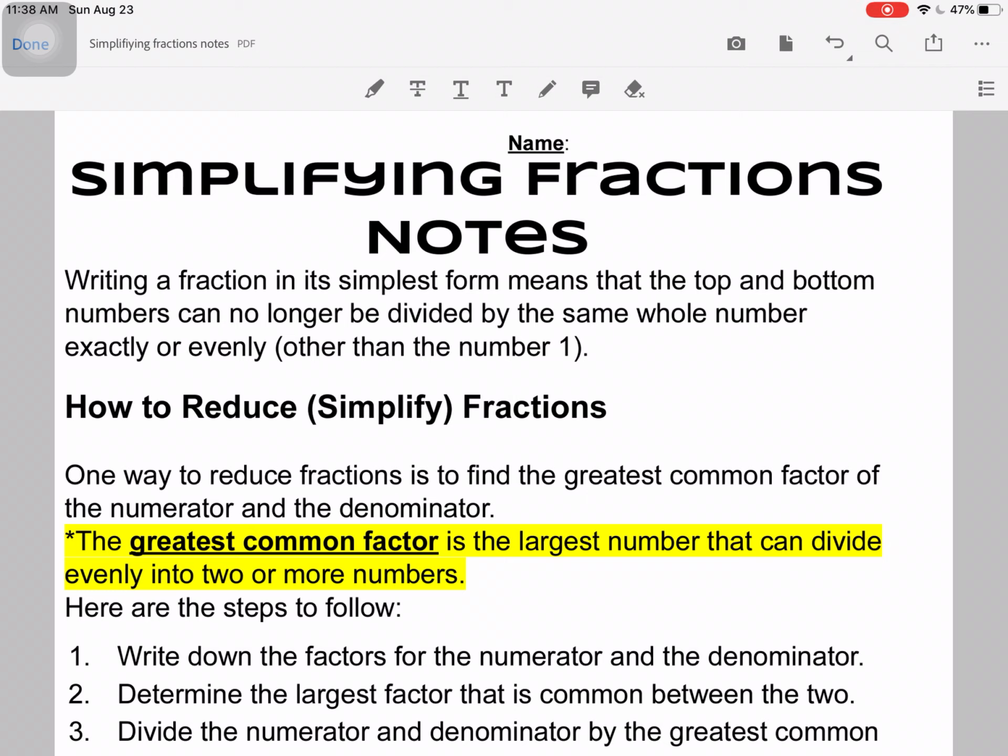One way to reduce fractions is to find the greatest common factor of the numerator and the denominator. The greatest common factor is the largest number that can divide evenly into two or more numbers. So we're looking for the biggest number that can divide evenly into both the numerator and the denominator.